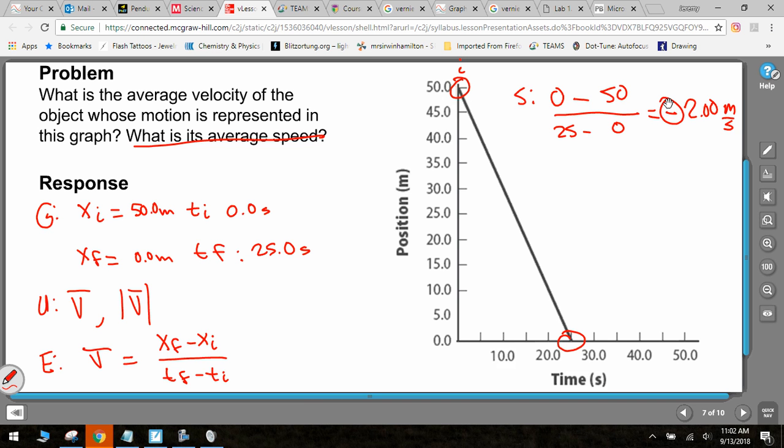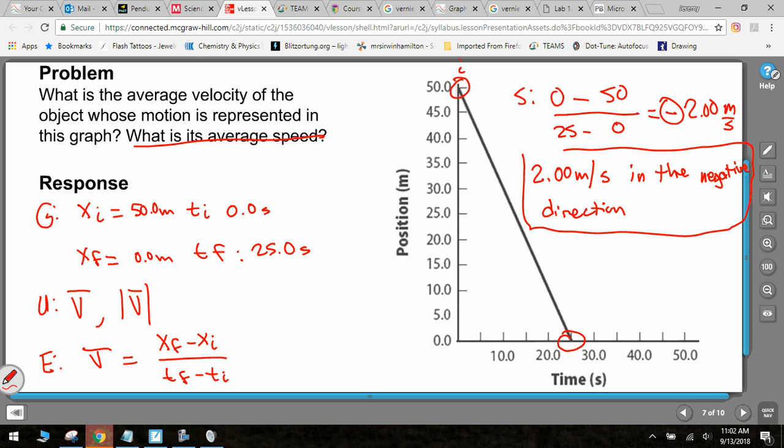Negative direction. Okay, it didn't tell me that it was up or down or anything like that, so what I'm going to write as my answer, I always have to say what my answer's direction is. So I'm not going to include the negative here. I'm going to say I got 2.00 meters per second in the negative direction. So that's that. Okay? Ooh, I should have labeled that. That's v bar.